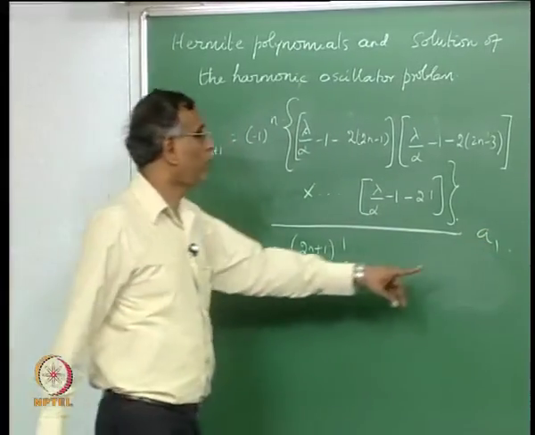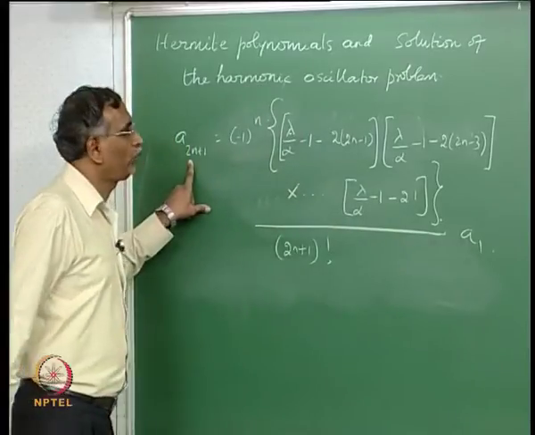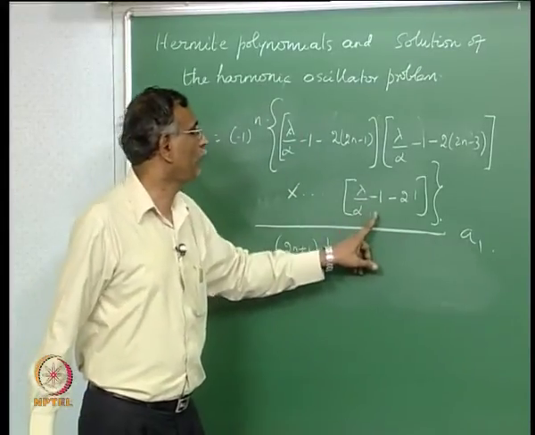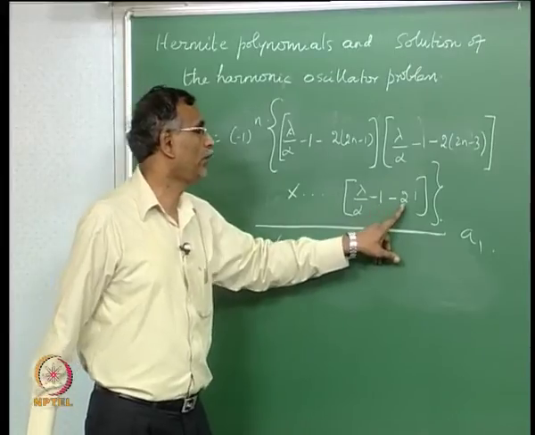Therefore, if we leave a 1 not 0, but we want a 3 to be 0, a 3 has to be chosen by having lambda by alpha minus 1 equal to 2.